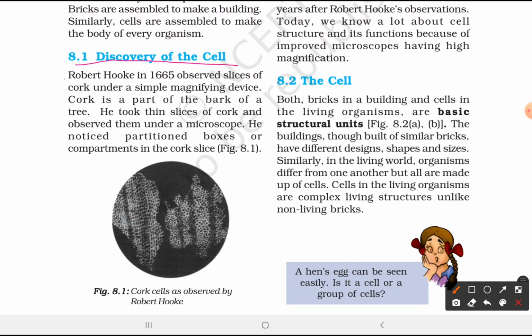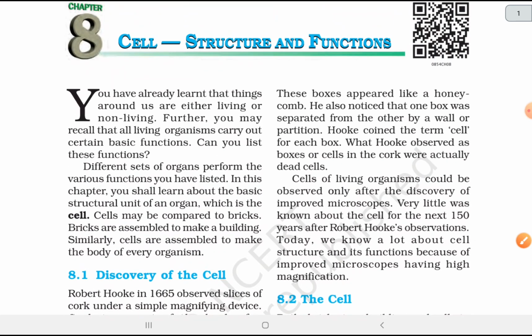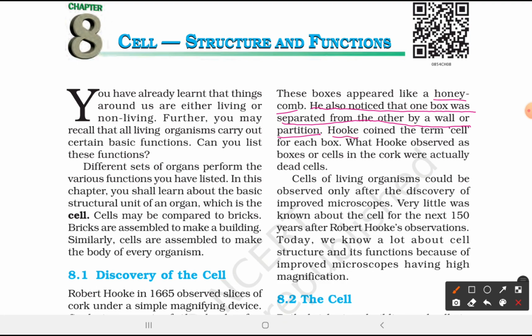Discovery of the cell. Robert Hooke in 1665 observed slices of cork under a simple magnifying device. Cork is a part of the bark of a tree. He took thin slices of cork and observed them under a microscope. He noticed partition boxes or compartments in the cork slice. These boxes appeared like a honeycomb. He also noticed that one box was separated from the other by a wall or partition. Hooke coined the term cell for each box.